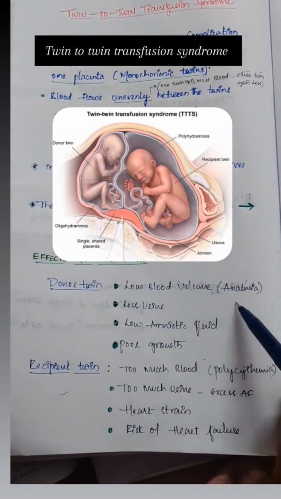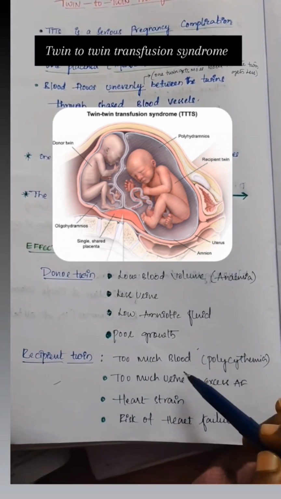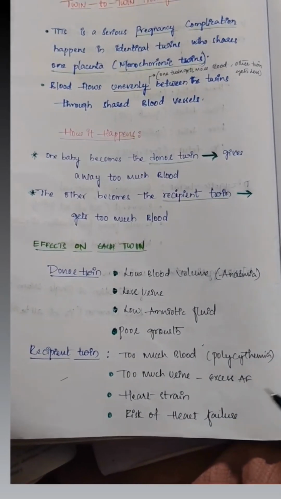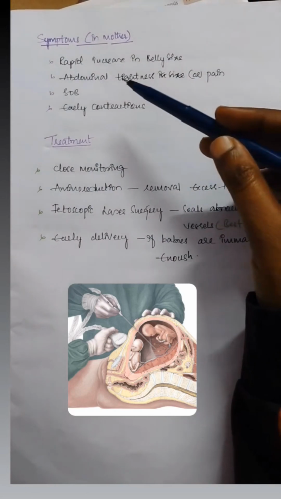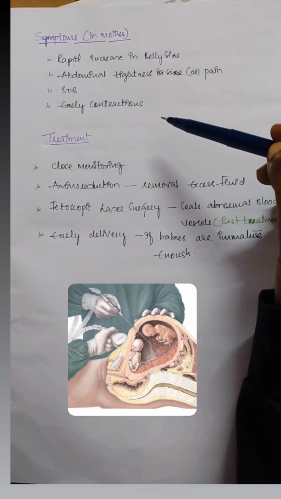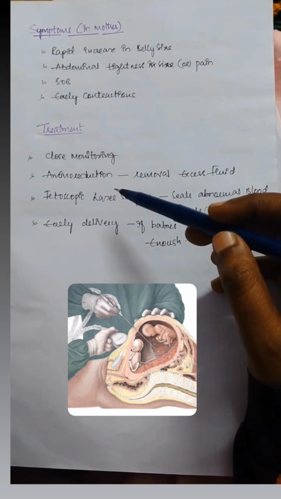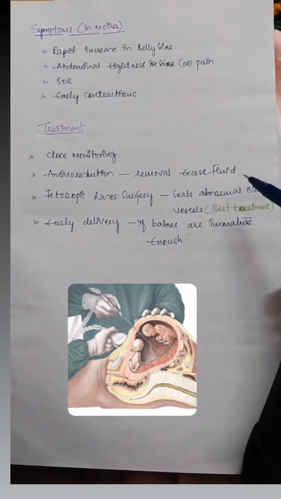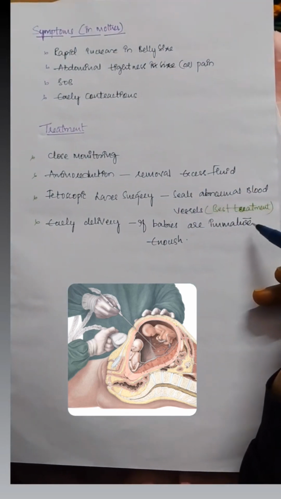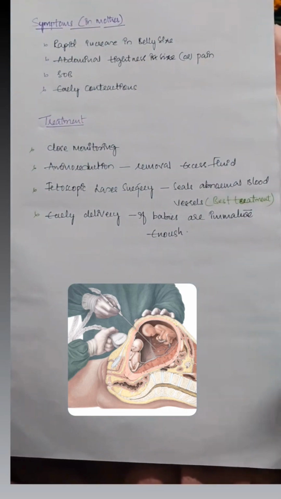The donor twin has low blood volume, anemia, less urine, low amniotic fluid, and poor growth. The recipient twin has too much blood, polycythemia, too much urine, excess amniotic fluid, heart strain, and risk of heart failure. We can observe symptoms in the mother: a rapid increase in belly size, abdominal tightness or pain, shortness of breath, and early contractions. The treatment: close monitoring of the mother, amnioreduction, the process of removing excess amniotic fluid, and fetoscopic laser surgery, which is the best treatment for twin-to-twin transfusion syndrome, and early delivery if the babies are mature enough.